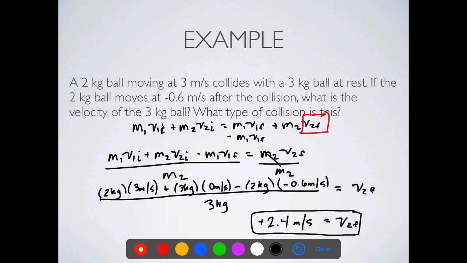collision. All right. And what type of collision is this? Well, I have 2 objects at the beginning, 2 objects at the end. Therefore, this must be an elastic collision. Elastic. Because the objects bounce apart.